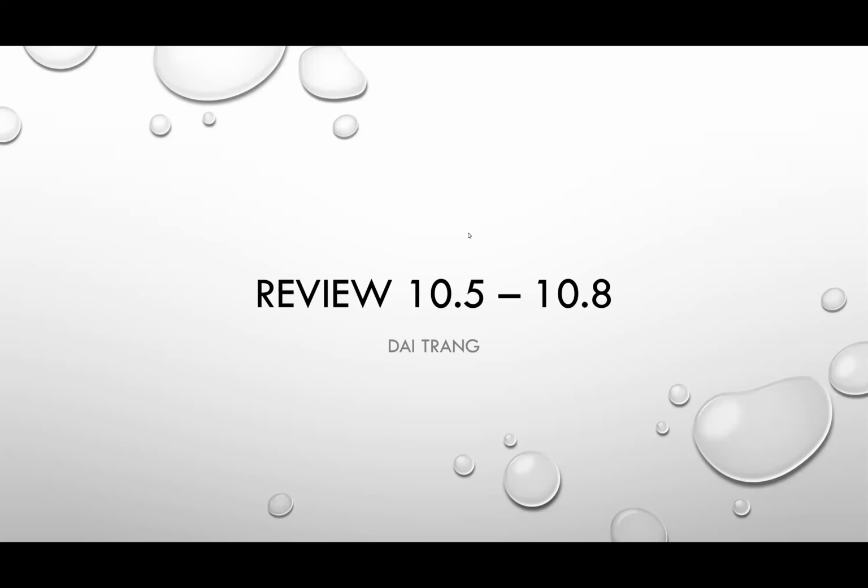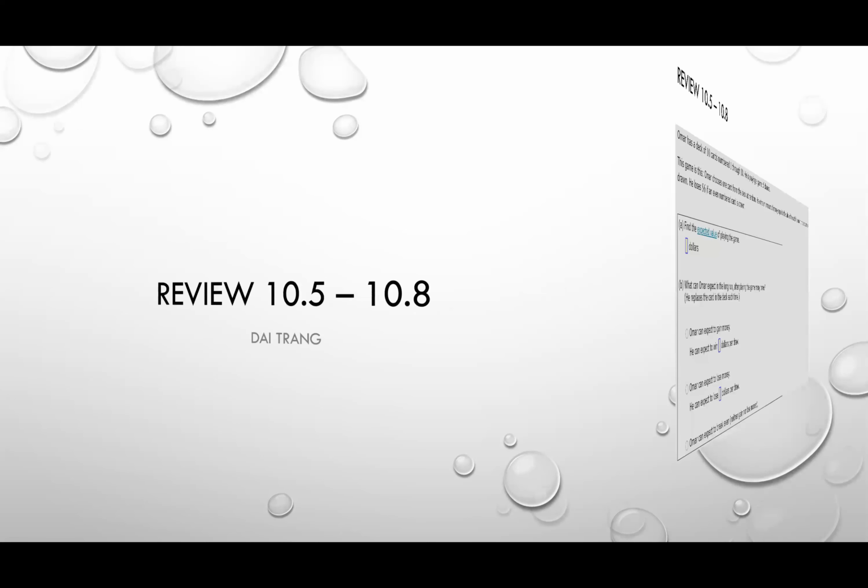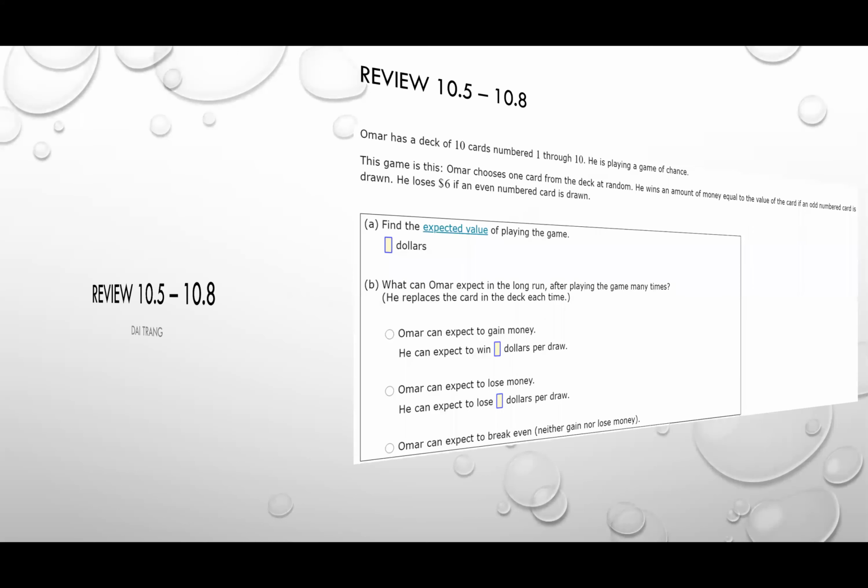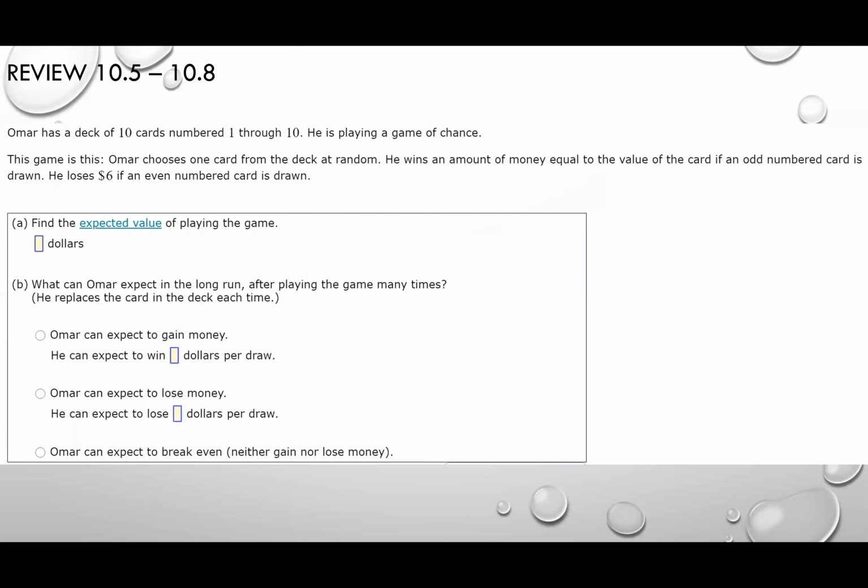Video. But let's take a look at the review of 10.5 to 10.8. So let's start with the hardest problem that I think many of you have trouble with in terms of the expected value. We did this in 10.6. If we have an expected value, if we have a ticket, a dice, or something like that, let's take a look at this question.